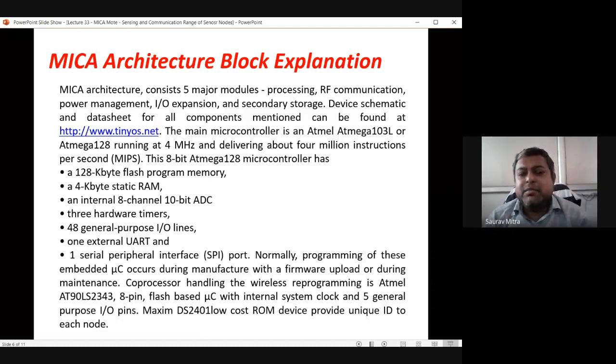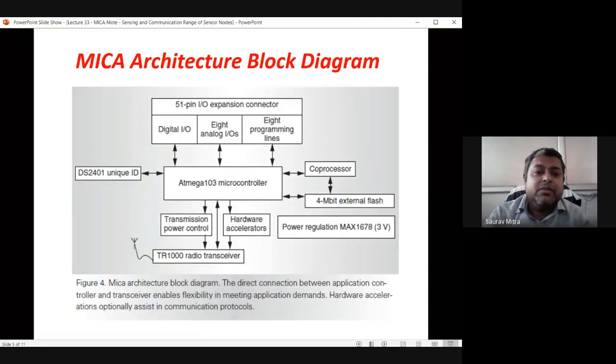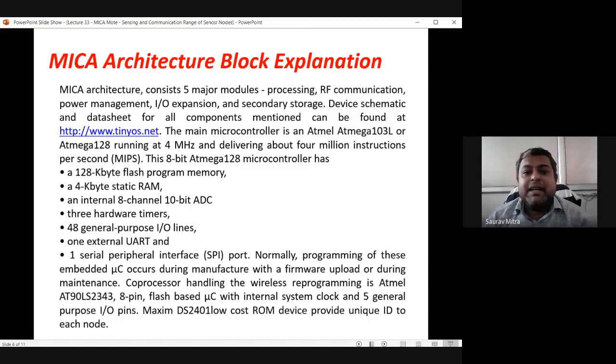So MICA architecture block explanation. This explanation with the previous block diagram, which is shown in the previous slide, will be asked in the exam. So MICA architecture consists of 5 major modules. First one is processing, that is the central microcontroller, the ATMEGA 103. RF communication, that is TR 1000.